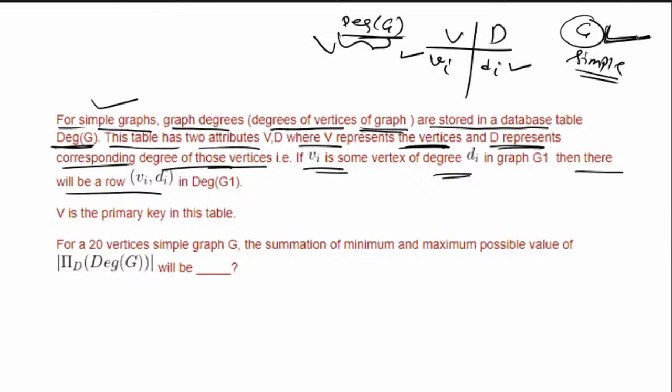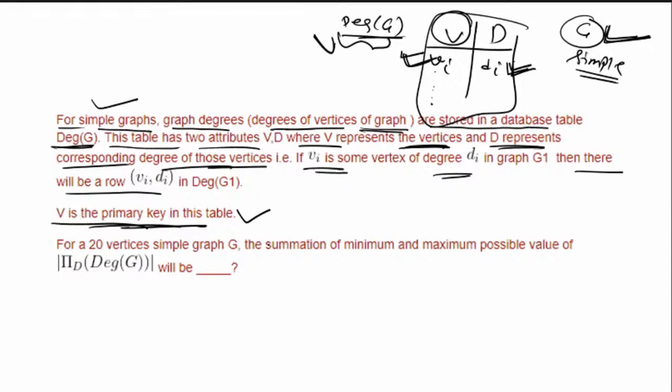This is a simple graph, and from this graph we are making this relational table. We are basically storing the degree of vertices. Now he's saying that V is the primary key. Of course, V is the primary key because we are putting all the vertices V1, V2, V3, V4, and all of these are unique.